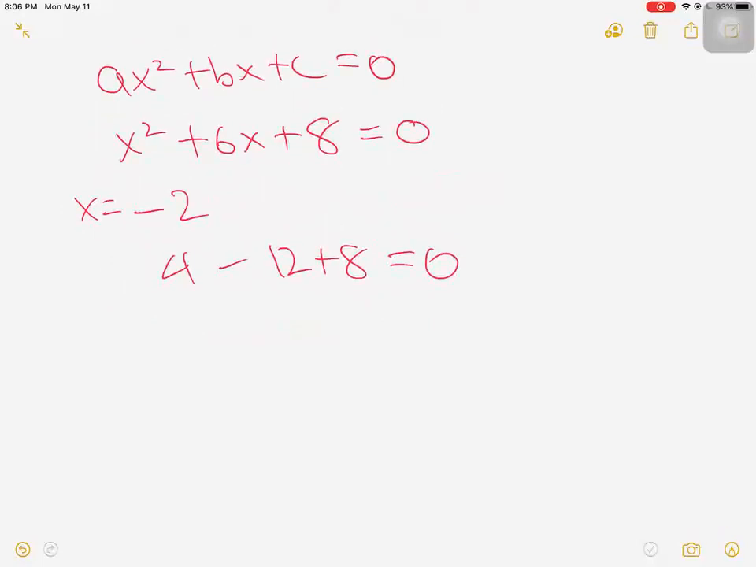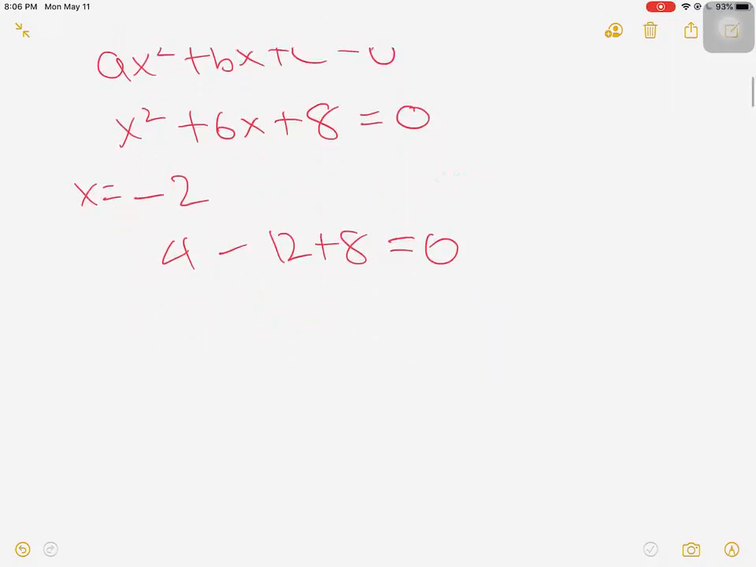And quadratics always have 2 roots. So the other root would be x equals -4. And this works because once we plug into the equation, we have 16 minus 24 plus 8, which is also equal to 0.